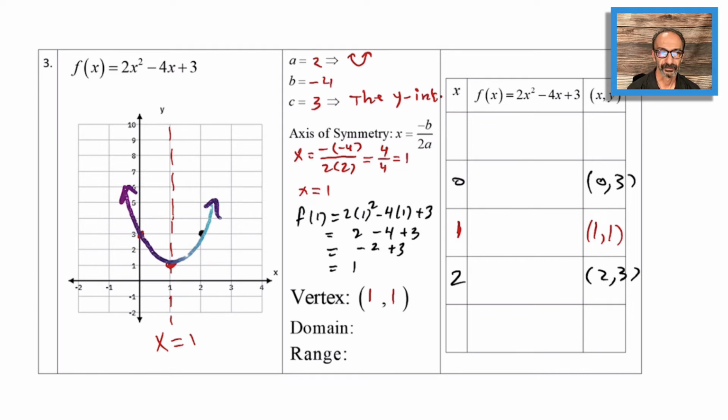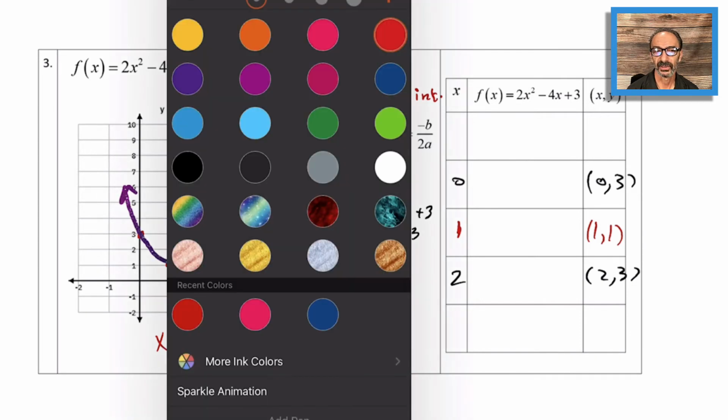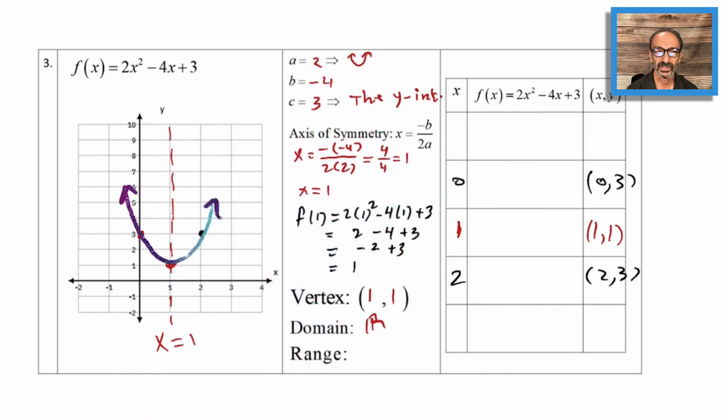Now, domain. The domain is going to be all real numbers. Keep that in mind. It's always all real numbers. And range will be the y values. And the y starts from 1 all the way up. So we say y greater than or equal to 1. So that's 3 problems out of 6. There are 3 more.